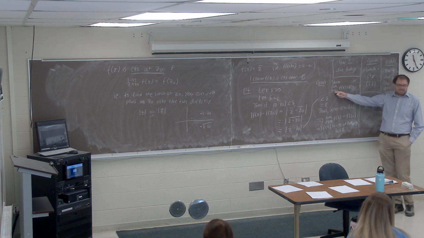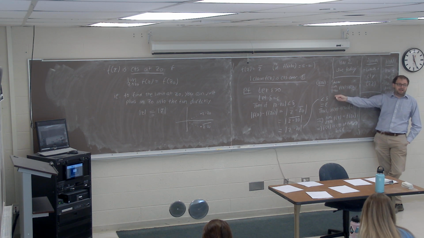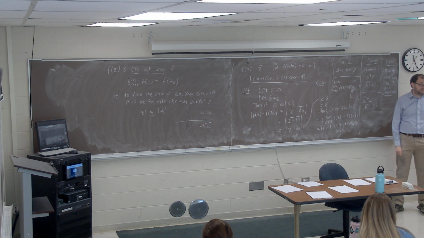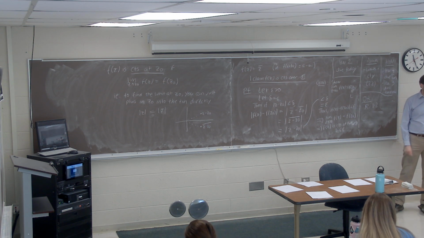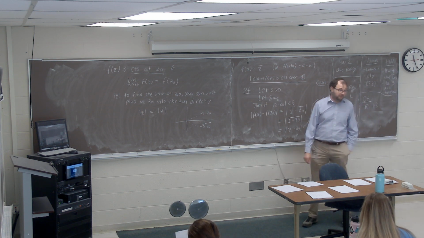Proving this is basically the same as saying limit as z goes to z naught of f of z is equal to some L. It's just that the L in this case is going to be f of z naught specifically. So you're taking L from our function limit definition and you're just replacing that L with f of z naught.